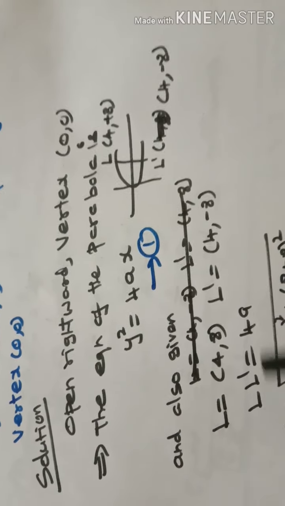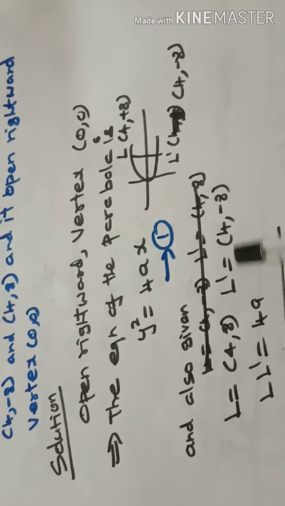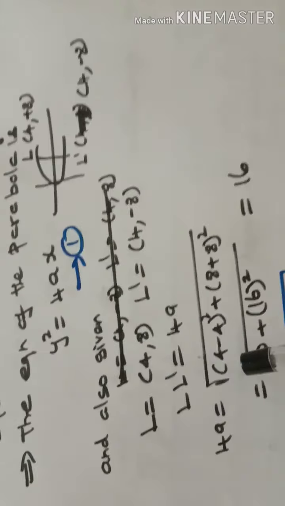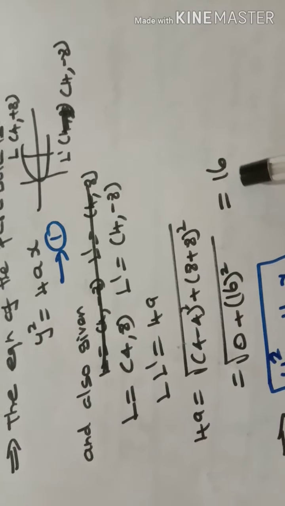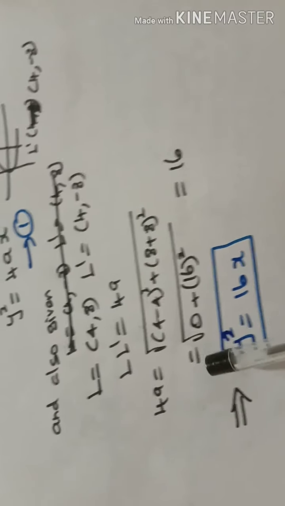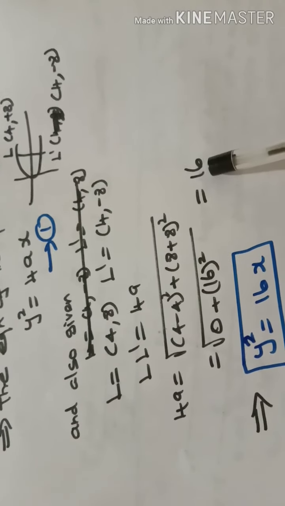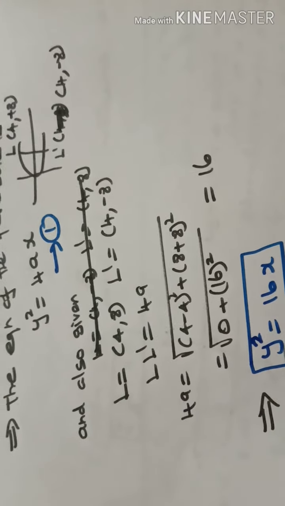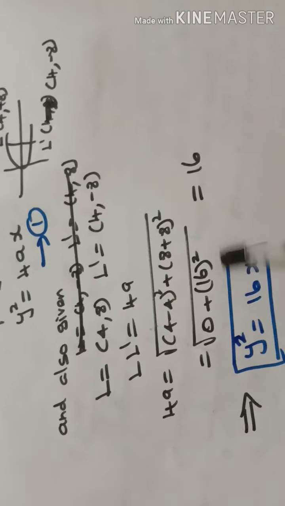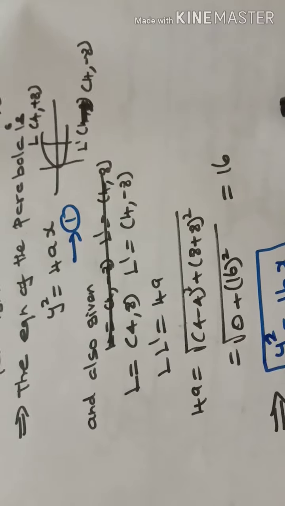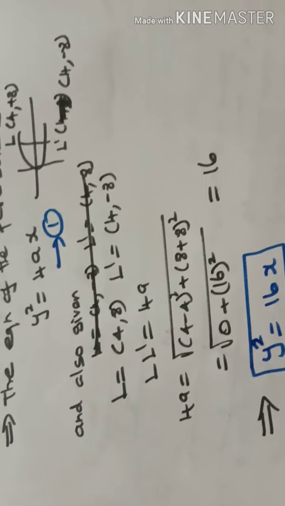You know that LL dash equal to 4a. So 4a is equal to the distance between L and L dash, root of (4 - 4) square plus (8 + 8) square, that is 0 plus 16 square, equal to 16. So we are able to find the value of 4a directly as 16. So that implies y square equal to 16x. This is the required equation of the parabola. I hope you have understood the problems in parabola.